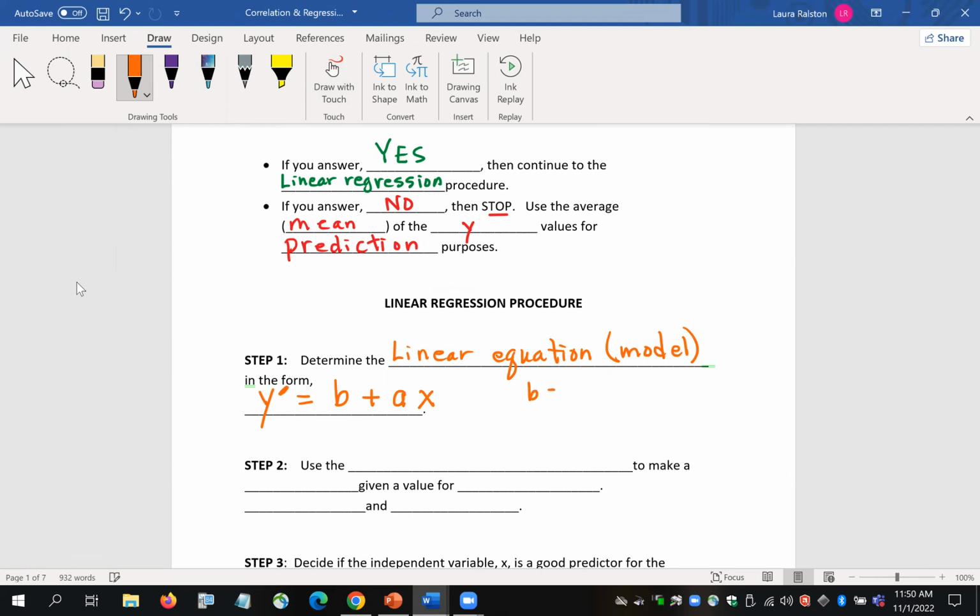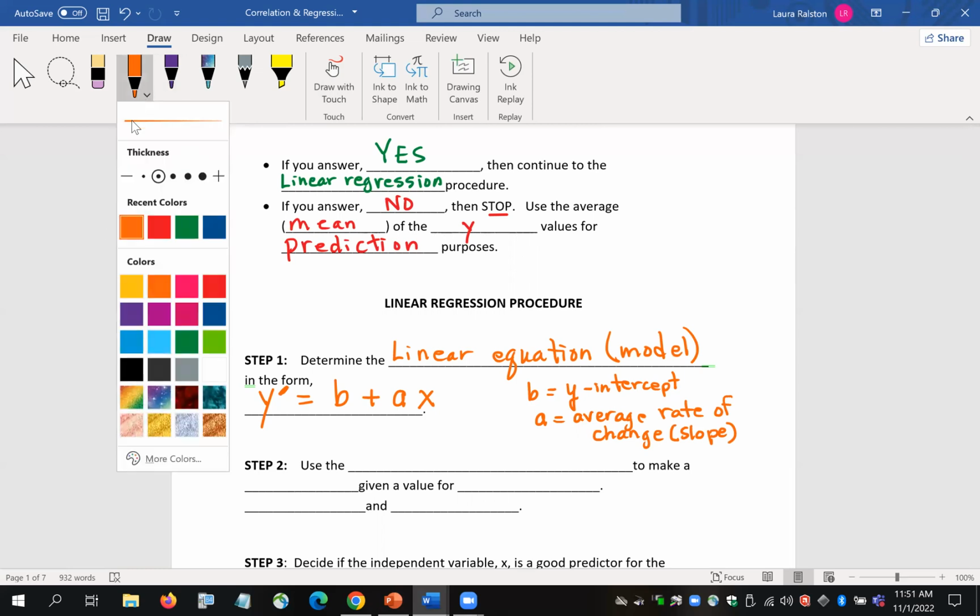Okay, where B is your y-intercept. I mentioned this a minute ago. And A is your average rate of change, which is similar to the idea of slope. But the difference is, for average rate of change, I have considered more than 2 points.